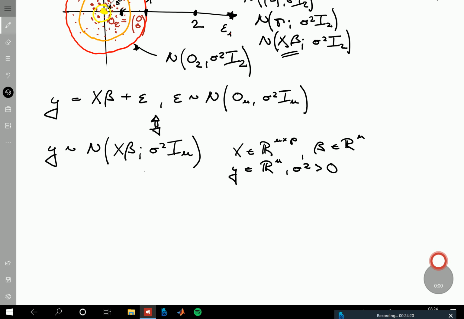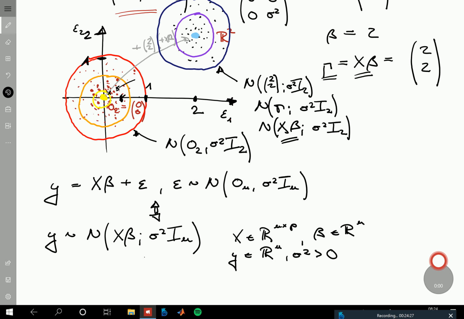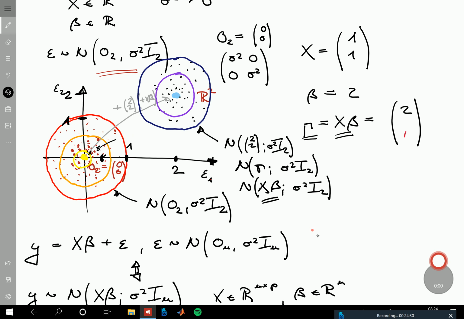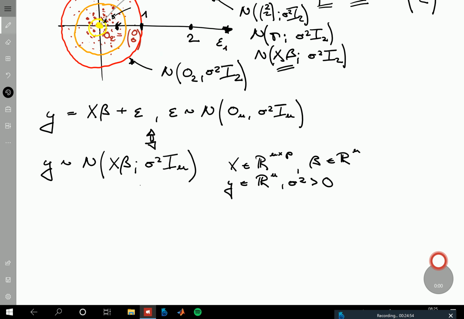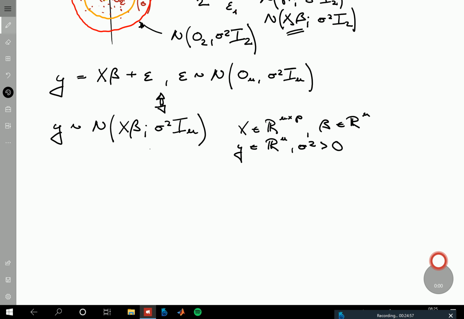So the data, this is also something to be clear about. If we wouldn't have in this case 2, 2, but let's say 2, 3, then the data would not be identically distributed, because the first data point has an expectation parameter of 2 and the second data point has an expectation parameter of 3. So what is IID are the errors. The data are usually not IID.